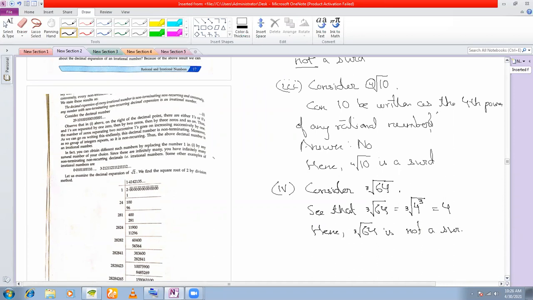Is the difference between a surd and a non-surd number clear? The difference between a surd and a rational number. Yes, sir. So I'll stop here for today, and maybe in the next class I'll give you some more examples.